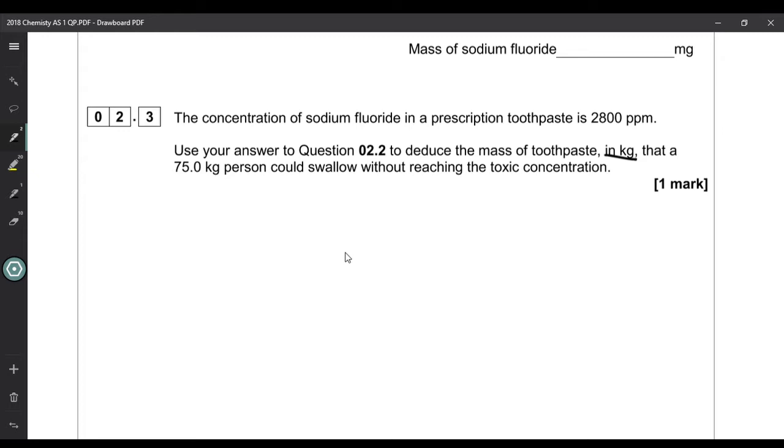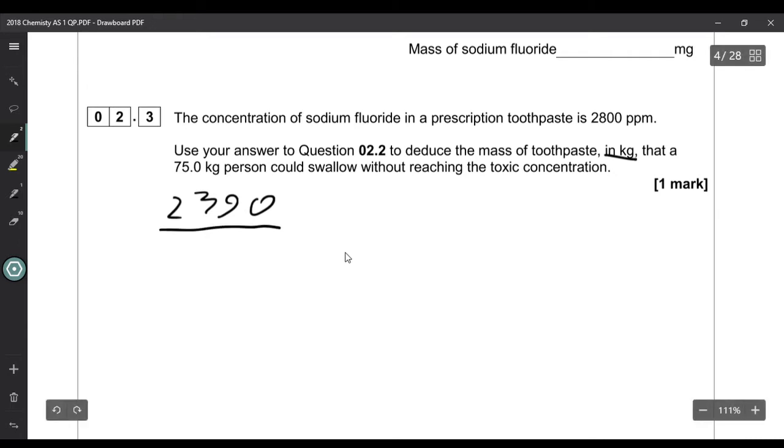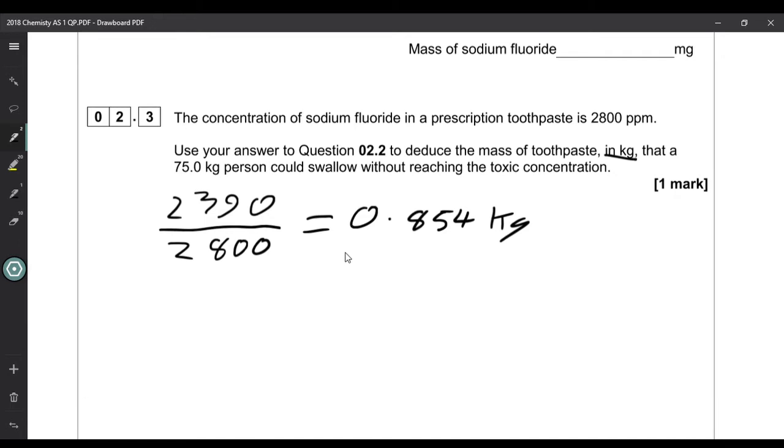So to work out the toxic mass that the person can have will just be the 2,390, which is the maximum allowed. And this toothpaste has 2,800 in a kilogram. So we're just working out the fraction of this kilogram that the person can eat and stay under the toxic limit. And that is 0.854 kilograms. So we can see that is under the 1 kilogram, but also it's not too far away.